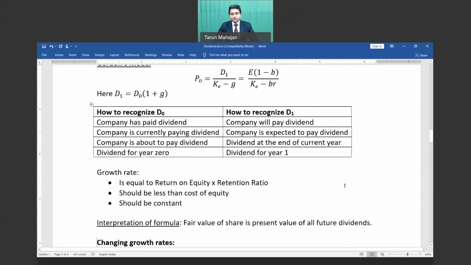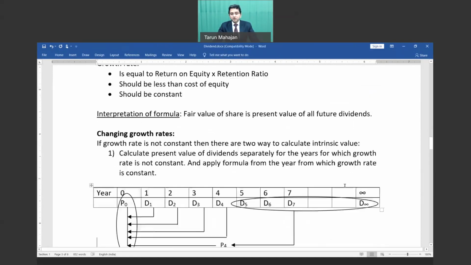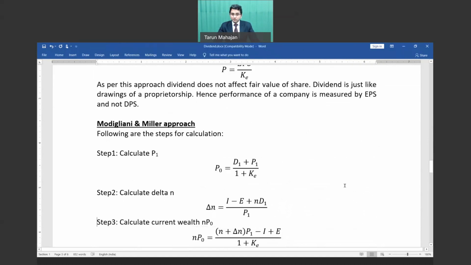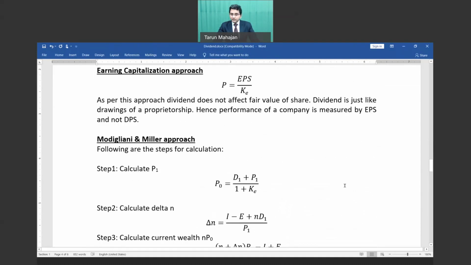If your R is less than KE, then you should give highest possible amount of dividend. So the two formulas are actually giving the same conclusion. Finally, the dividend capitalization approach says highest dividend is best. Walter and Gordon say if R is more than K, don't give dividend, but if R is less than K, give higher amount of dividend. All the three approaches together say dividend affects wealth.